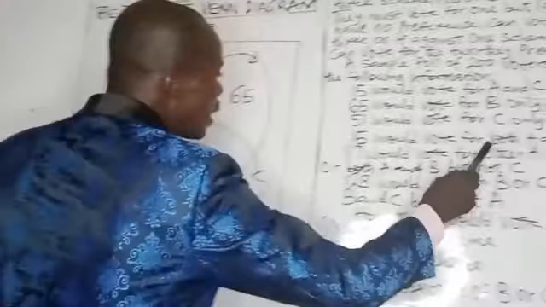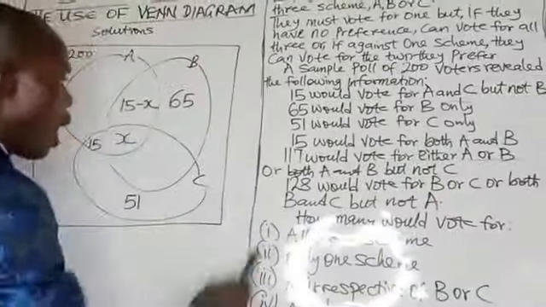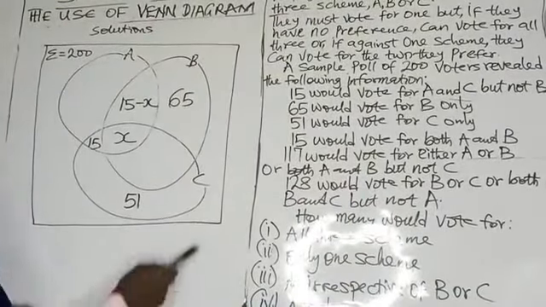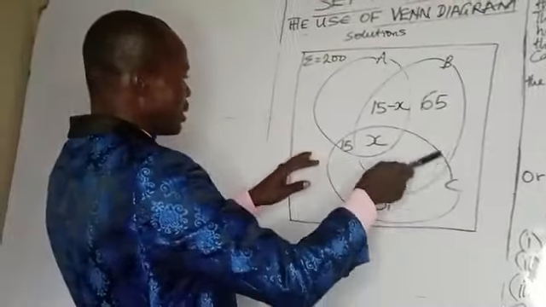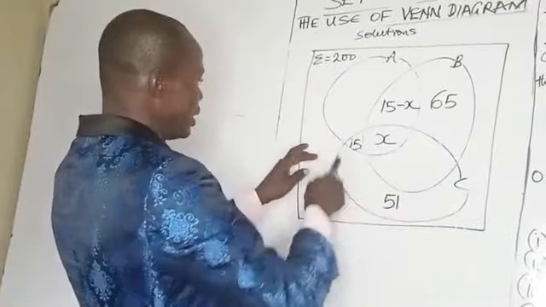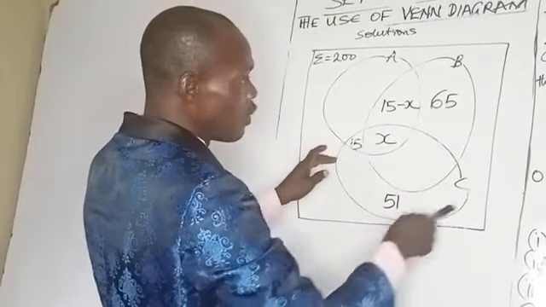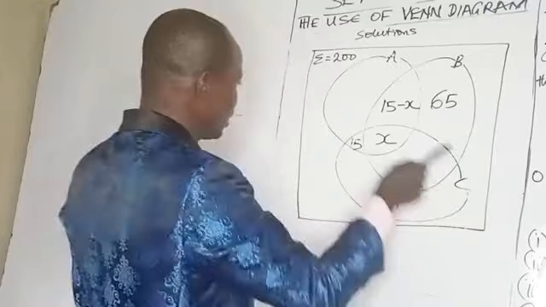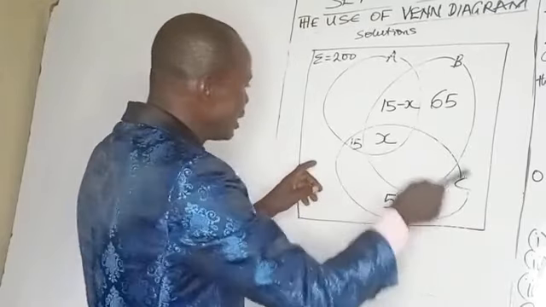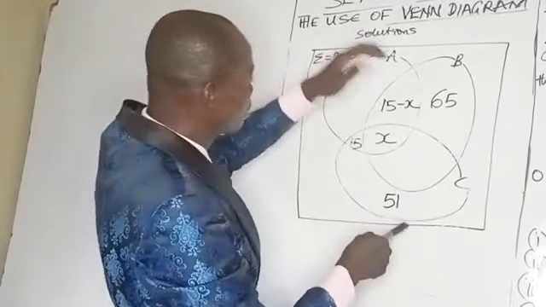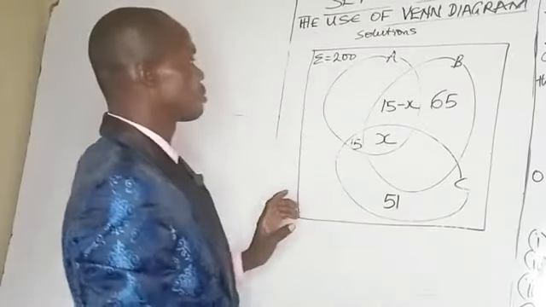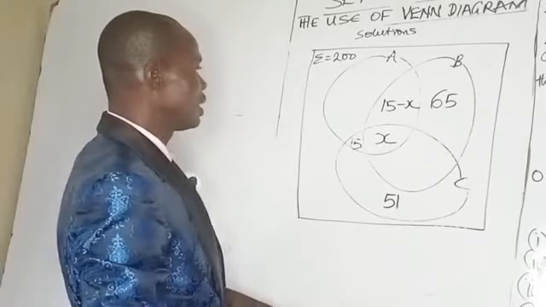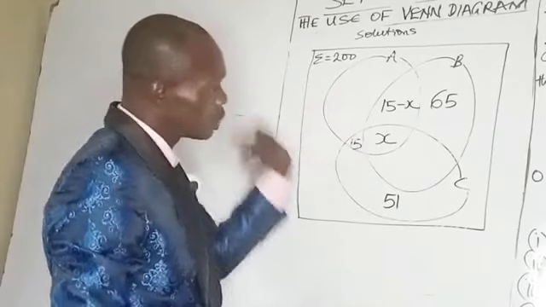117 will vote for either A or B, or both A and B, but not C. So let's cut out C. If you remove these, that means this region and this region. That is what they are talking about there, 117. So now let's proceed.